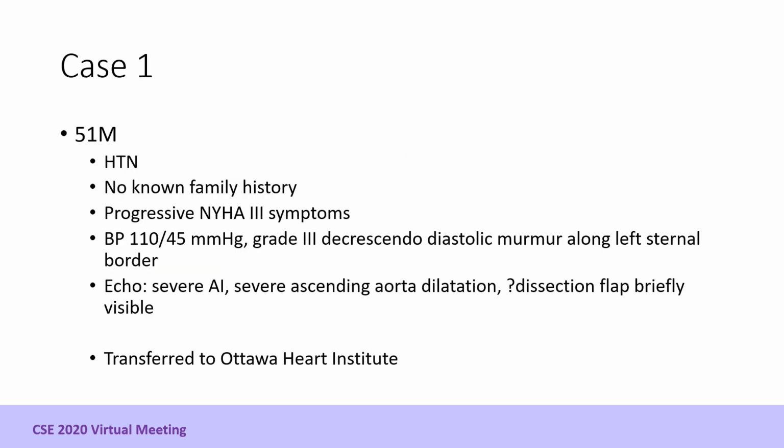The first case is that of a 51-year-old male with a past medical history of hypertension and unknown family history as he was adopted. He presented to a peripheral hospital with 2 months of progressive heart failure symptoms and on arrival described NYHA class 3 functional capacity. The physician there astutely noted his wide pulse pressure and loud diastolic murmur suggestive of aortic regurgitation. An echo demonstrated severe aortic regurgitation and severe ascending aorta dilation, and did also raise a question of a possible dissection flap, and he was transferred to our institution for further management.